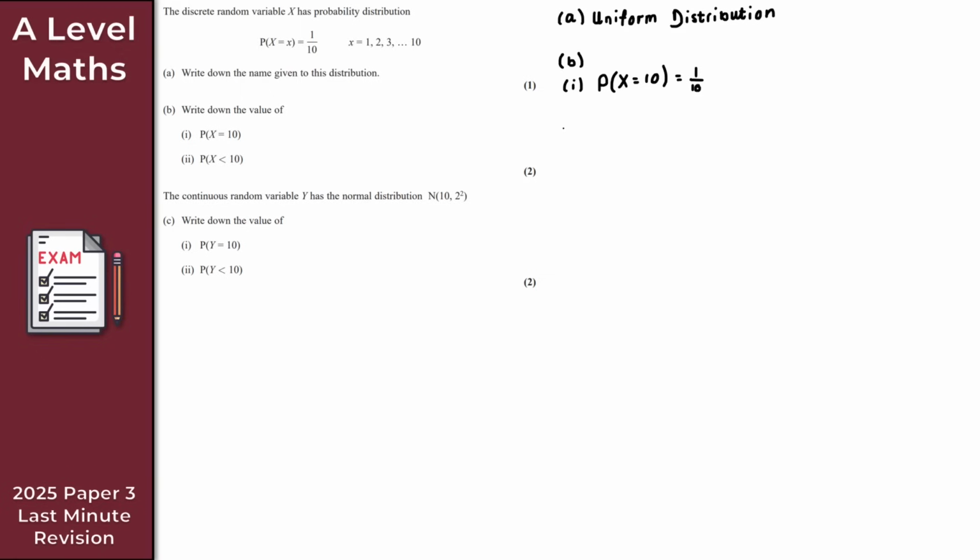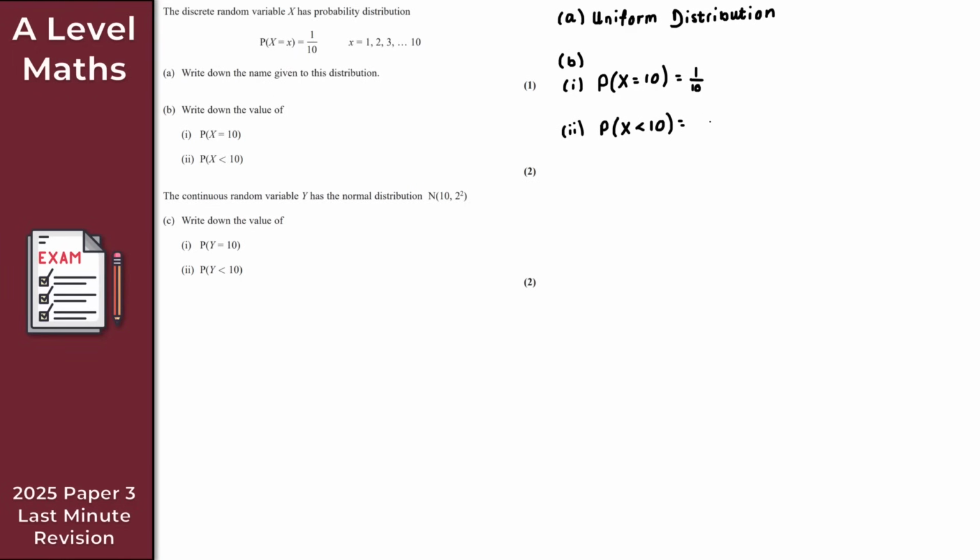Anyway, B part 2. For B part 2, this is the probability that x is strictly less than 10. Again, I'm hoping this is straightforward enough that you don't need to draw the table. If we're looking for the probability that x is strictly less than 10, then what we want is 9, 8, 7, 6, 5, 4, 3, 2, and 1. We want everything but 10.